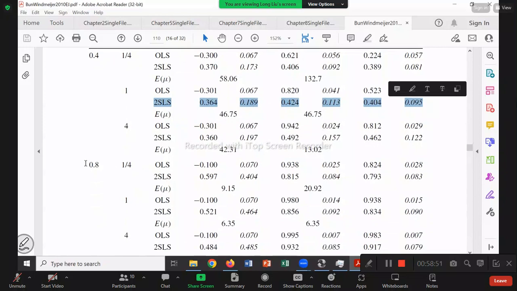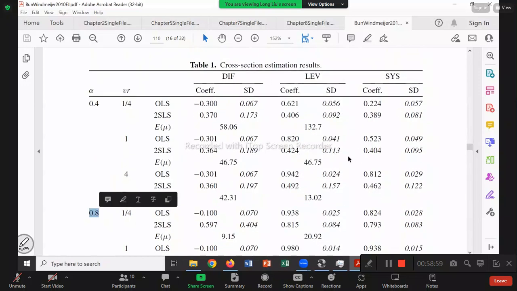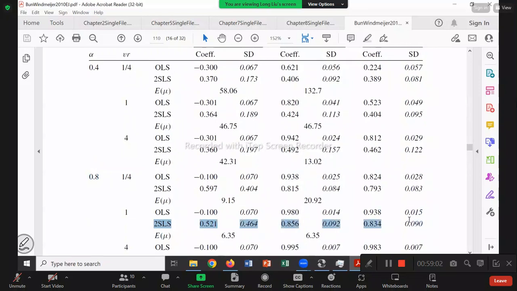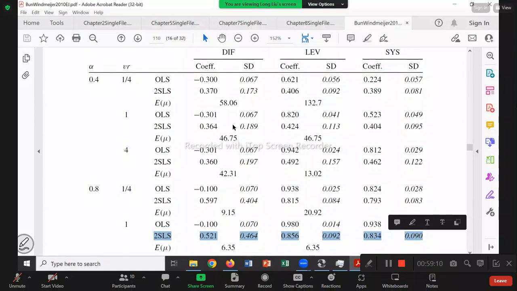Let's check out what if the true value is 0.8, when the true value is large. Let's compare these three again. Let's check out this row. Although it's labeled as two-stage least squares, actually they are GMM. The difference GMM gives us 0.5. Again, the true value is 0.8, but difference GMM only gives us 0.5, much smaller than the true value. In other words, it's biased. When the true value is large, difference GMM underestimates a lot. And level GMM, true value 0.8, level GMM is 0.856, kind of close but still a little bit off.